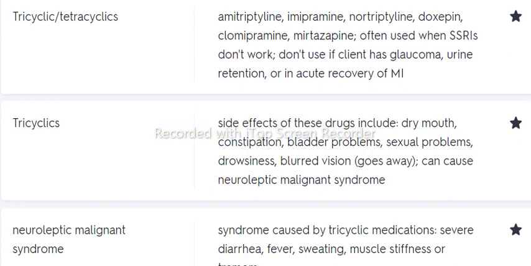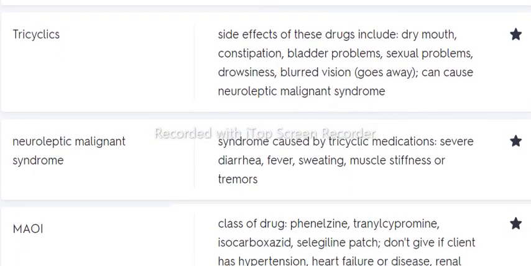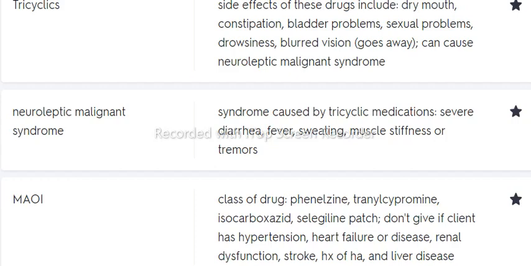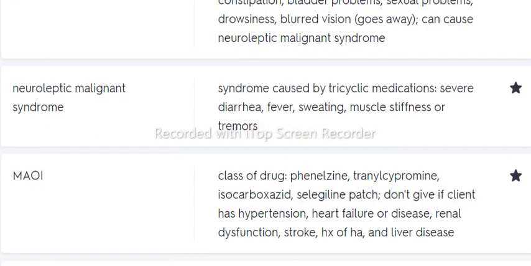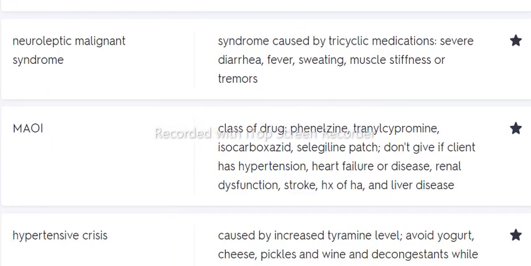Tricyclics. Side effects of these drugs include dry mouth, constipation, bladder problems, sexual problems, drowsiness, blurred vision, can cause neuroleptic malignant syndrome. Neuroleptic malignant syndrome. Syndrome caused by tricyclic medications: severe diarrhea, fever, sweating, muscle stiffness, or tremors. MAOI.